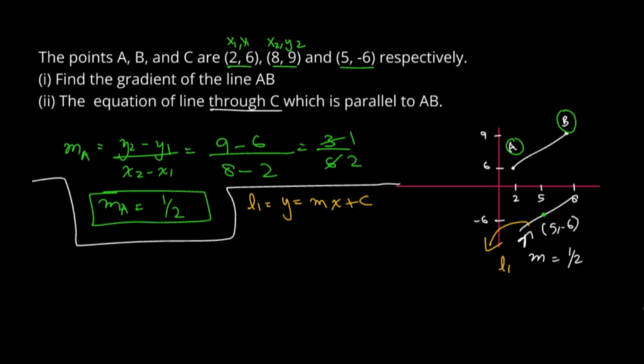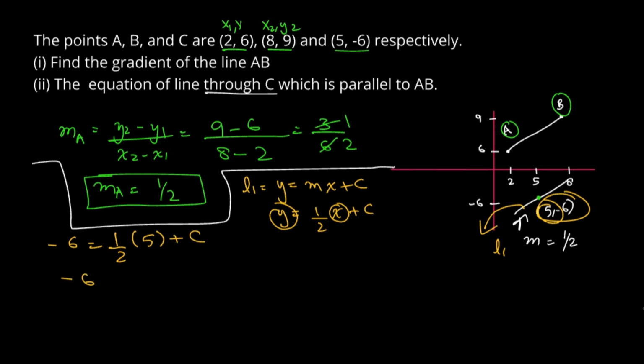Now the gradient of the line L1 will be 1 over 2 since it is parallel to AB. So y equals 1 over 2x plus c. Now I know that the line passes through (5, -6). So for y, I'll substitute -6, and for x, I'll use 5. So -6 equals 1 over 2 times 5 plus c. So -6 equals 5 over 2 plus c. So c equals -6 minus 5 over 2. So c equals -17 over 2.